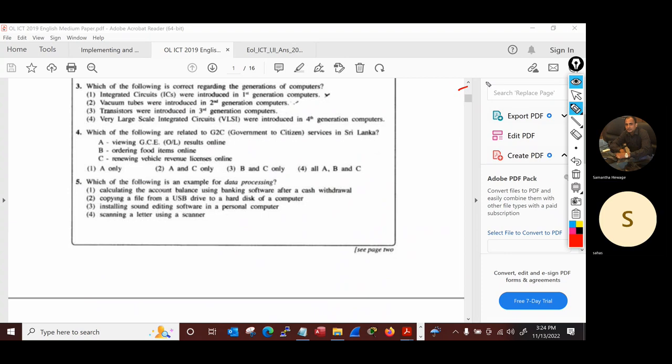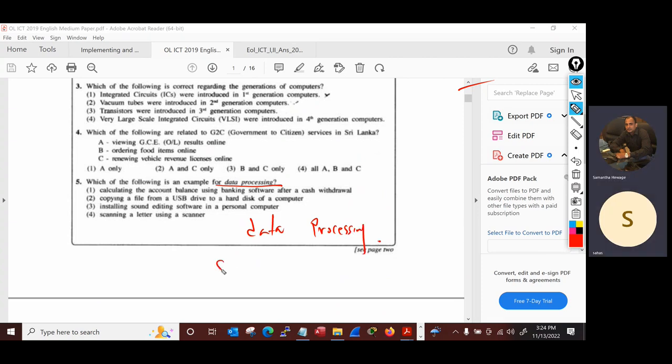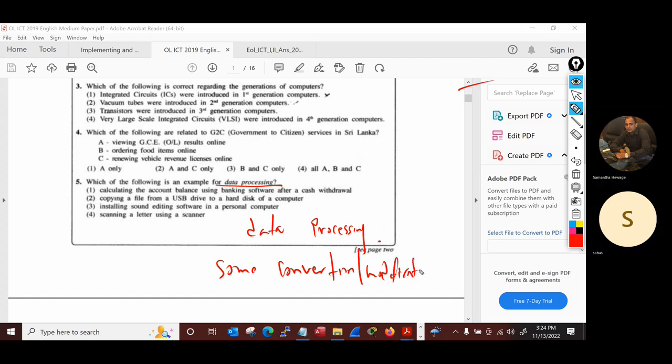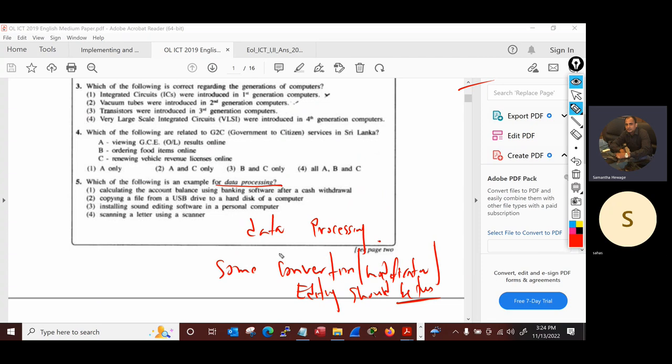The thing is, right, data processing. Data processing means some conversion should be there. Some conversion, some modification, right? Some editing should be there. That is for data processing, right?